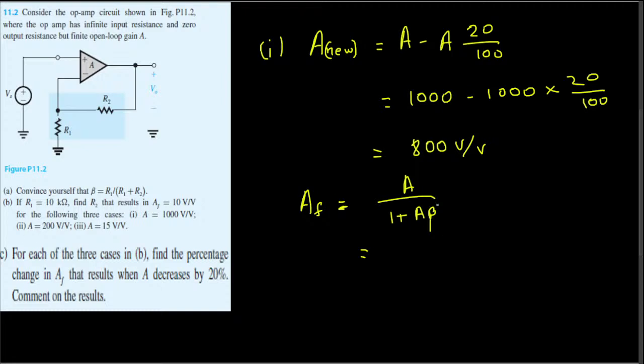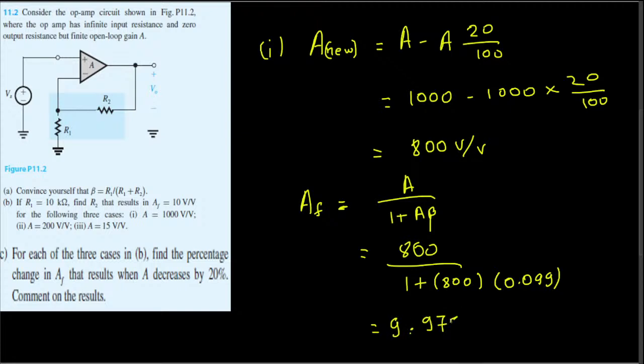In the part B, we found out the beta values. So here A value is 800, and then 1 plus A is 800 again, multiplied by the beta. Beta for the 1000 voltage per voltage we found out to be 0.099. Once we plug it all in and calculate this, we are going to get the closed loop gain to be 9.9751 voltage per voltage. Now the thing we are interested in is the percentage change, not the closed loop gain. So we have to calculate the percentage change.